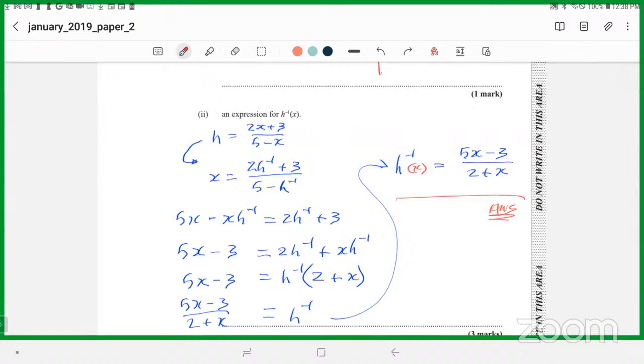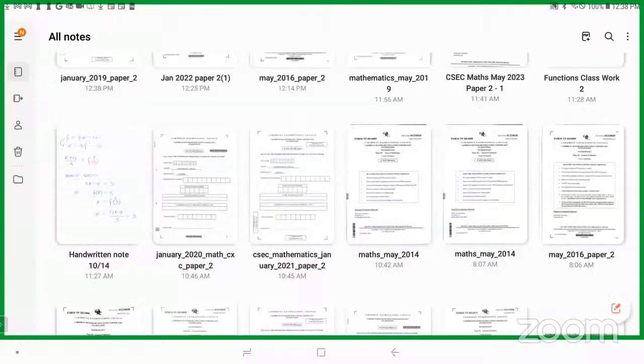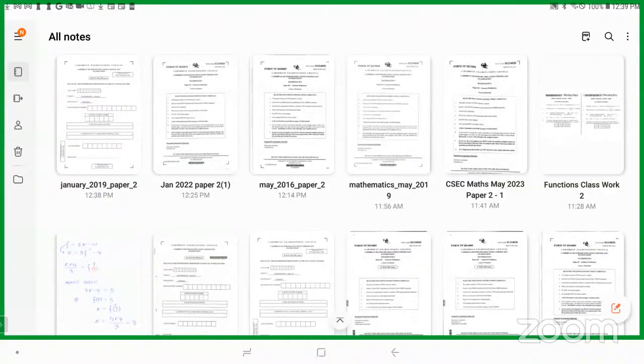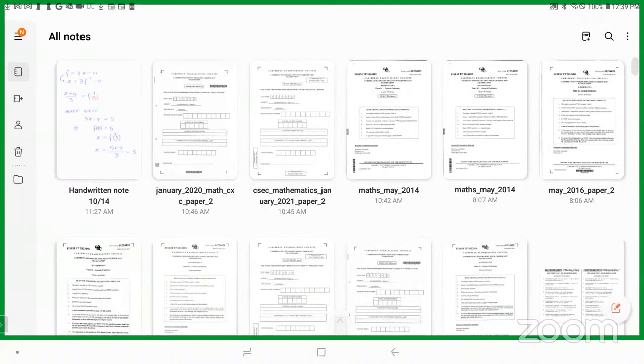What time is it? All right, we still have a couple more minutes to work, some 20 minutes, so we can do some more questions. I'm going to do 2020, January 2020. I think there's a variations question on January 2021. Let's go for that one. January 2021 is a functions question on that paper right here.